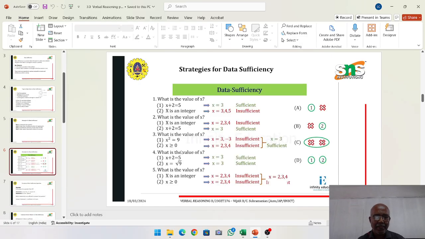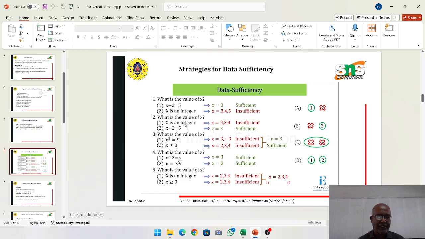Here you can see data sufficiency examples. There are five questions. First question: what is the value of x? They are given as x is equal to 2, and x plus 2 is equal to 5, which is sufficient for us. Here the only unknown is x, so you can find x itself. By default, 5 is an integer and x must be an integer only. So the second one, x is an integer, is insufficient.